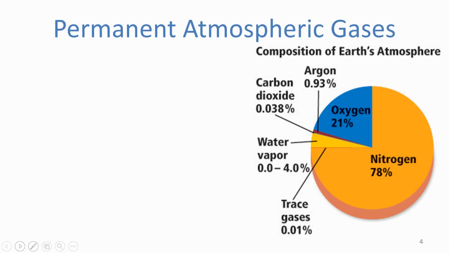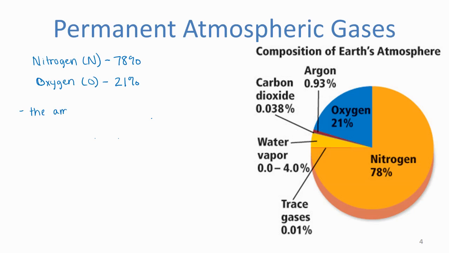The permanent atmospheric gases are nitrogen and oxygen. As you can see from this picture, nitrogen is 78% of the atmosphere, while oxygen is 21% of the atmosphere. These are considered permanent atmospheric gases because the amounts of nitrogen and oxygen are fairly constant over time.